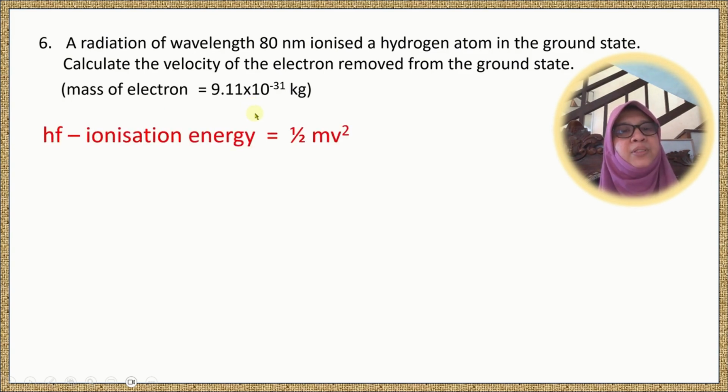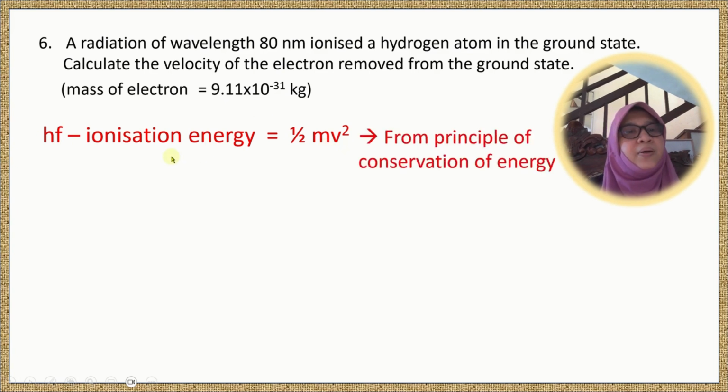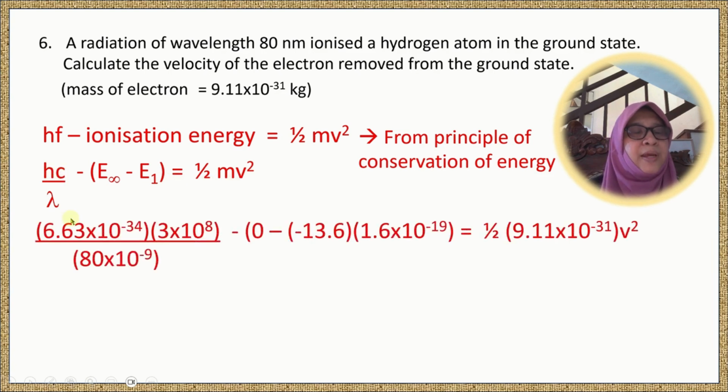So the formula we use is the principle of conservation of energy. From the principle of conservation of energy, hf, the energy of a photon, minus ionization energy equals half mv squared. f equals c over lambda, so we substitute into the equation above. And ionization energy is equal to E infinity minus E1, where E1 is at the ground state. So Planck constant times the speed of light divided by lambda, wavelength given 80 nanometer, convert to meter.